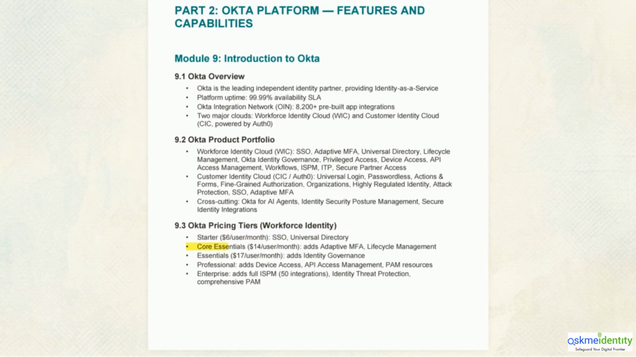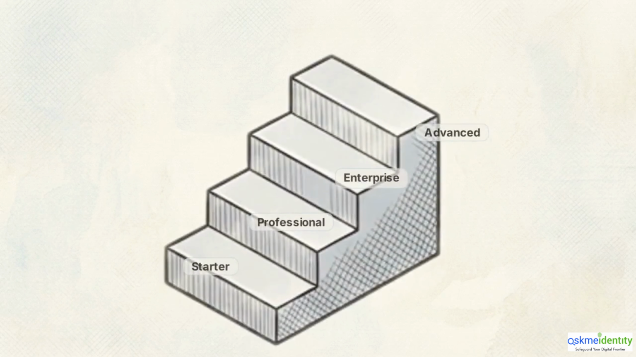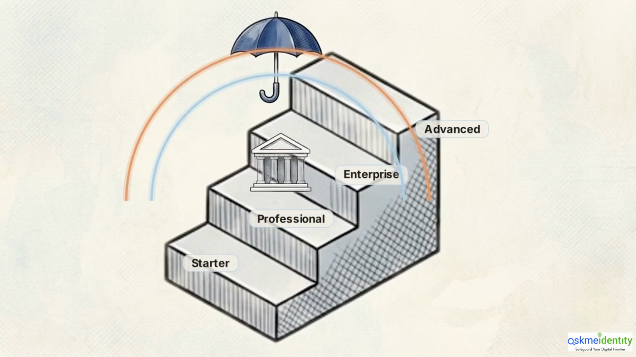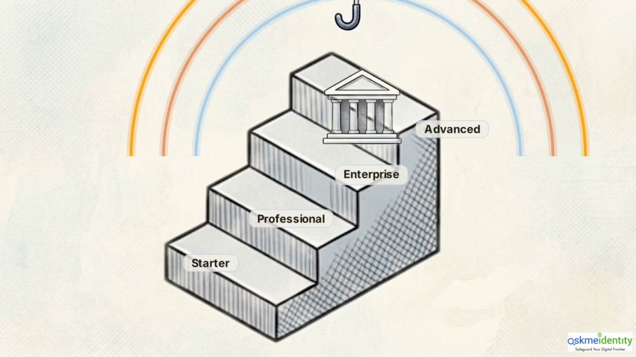The Core Essentials tier at $14 and the Essentials tier at $17 add necessary security and automation features, such as adaptive MFA and full lifecycle management. Finally, the Professional and Enterprise tiers unlock advanced capabilities like device access, comprehensive API management, and full ISPM integrations. This tiered approach allows you to purchase the features that match your current threat level and upgrade as your organization scales.